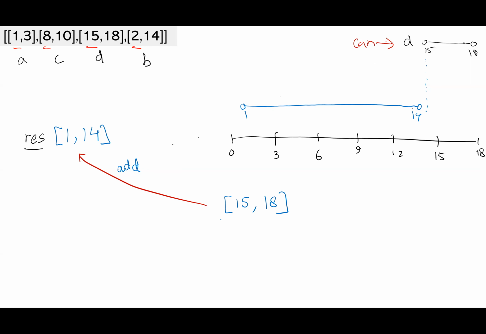By now we have exhausted our input. So that means we say add this as well. So we add this 15 to 18, and then we are done. Okay, so this is our result. So let's try to code this.